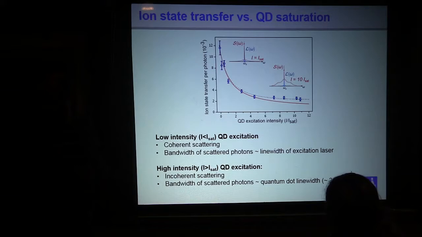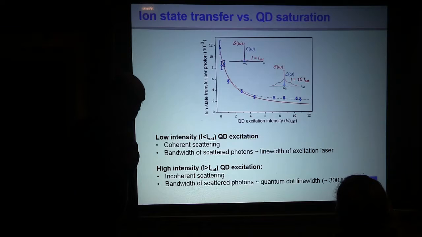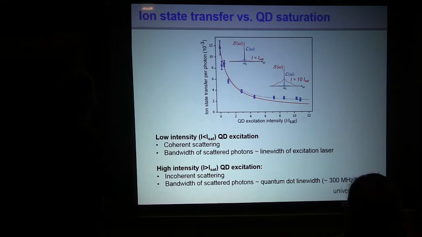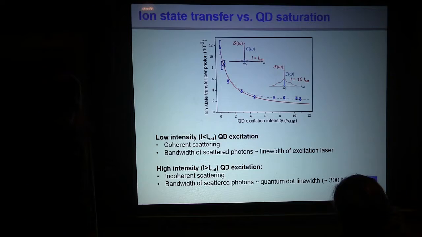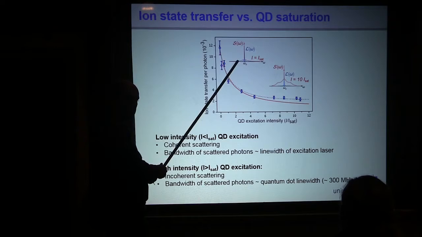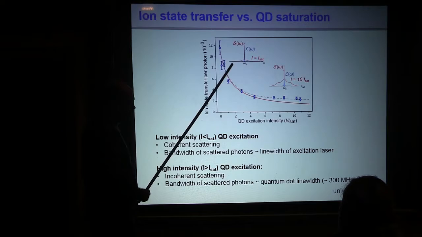Question. Yeah. Why do your error bars decrease with the excitation intensity? Like, you have really big error bars? That's a good question. I don't know. I would presume that these are overall much fewer events, because there's much less light, a much smaller amount of photons coming from the dot to the ion, but this I can only speculate on.